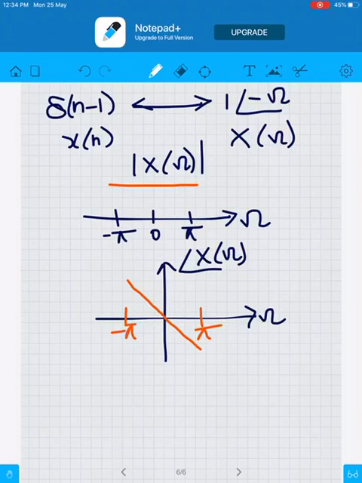Even here you can see that in time domain it is compressed, whereas in frequency domain it is expanded, because it is existing for all values of omega ranging from minus pi to plus pi. So compression in time domain leads to expansion in frequency domain.